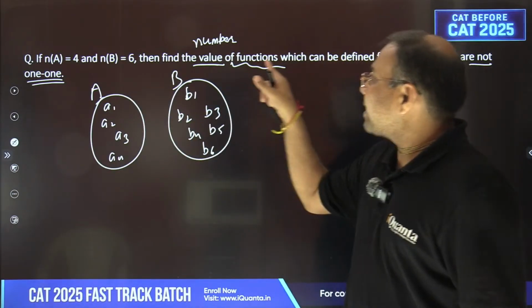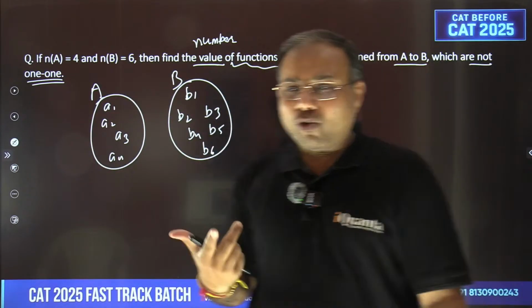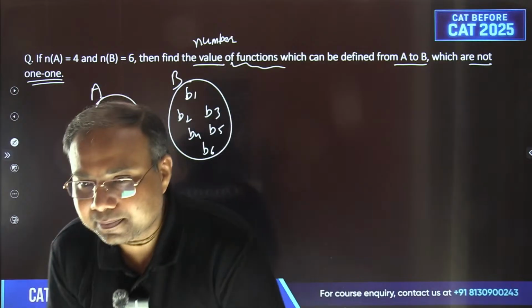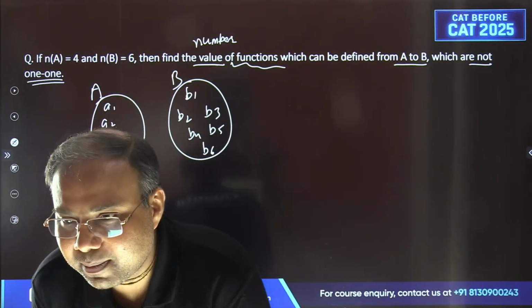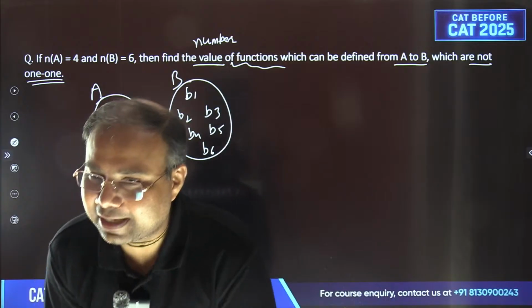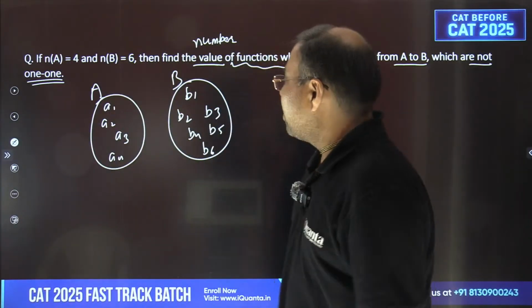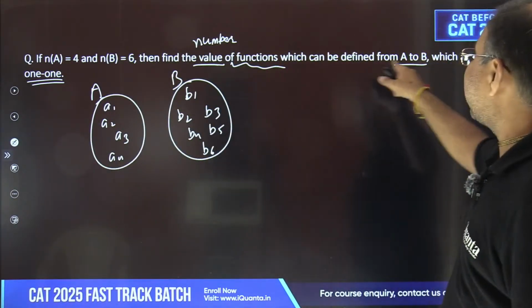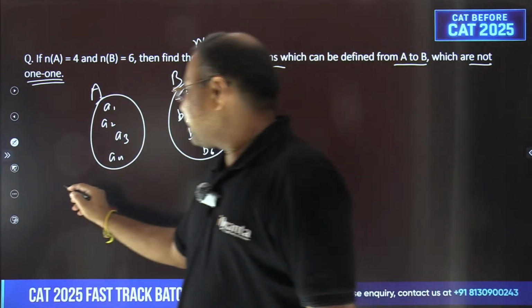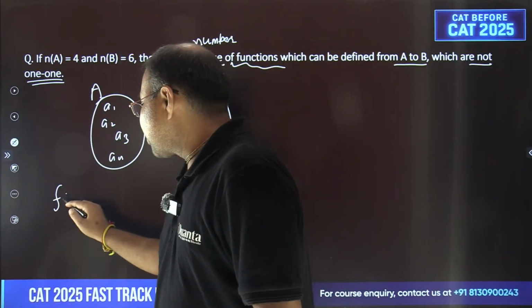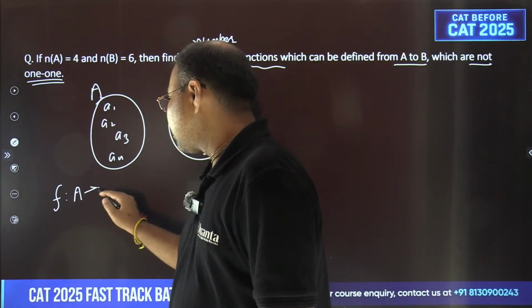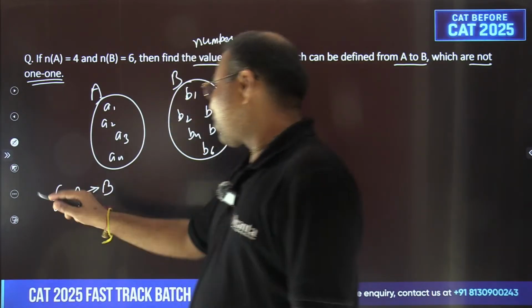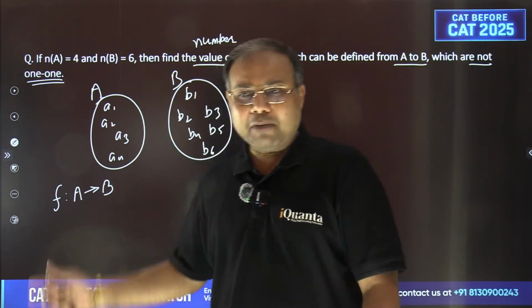Fine. Now the next term is function. What is the meaning of function? Ayushman is writing each element in set A has 6 possibilities. Yes, exactly Ayushman. So now what is a function? When I say function which can be defined from A to B, mathematically it is written like this: functions which are defined from A to B.